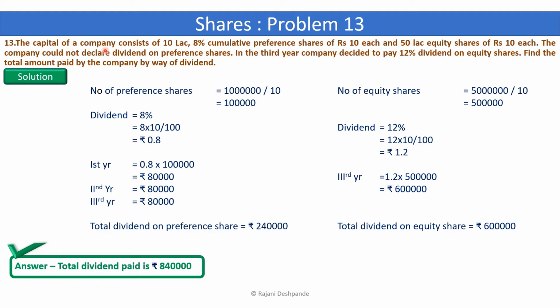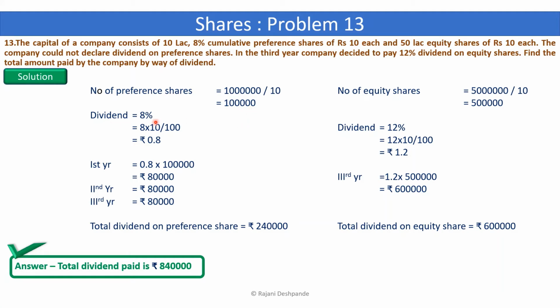So, the capital of a company consists of 10 lakh 8% cumulative preference shares of 10 each. So the face value of each share is 10 rupees and the capital is 10 lakh. Capital is 10 lakh and 10 rupees is price of each share. So number of cumulative preference shares here is equal to 10 lakh divided by 10, which is equal to 1 lakh. So the company has 1 lakh preference share holders.